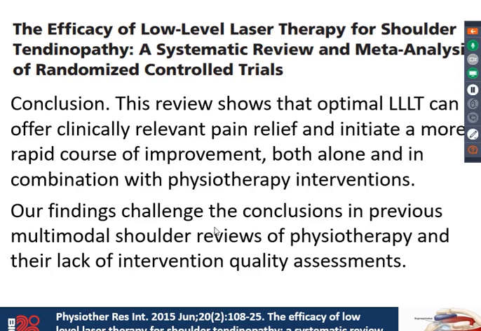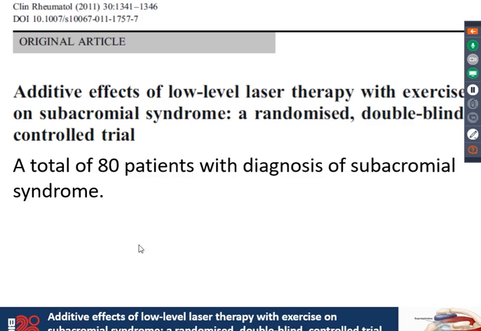They mentioned here, it was interesting, that these findings actually challenge the conclusions in other multimodal shoulder reviews of physiotherapy and their lack of intervention quality assessments. In other words, this particular paper kind of challenged the thinking in other reviews where they talked about physiotherapy modalities and their effectiveness. Perhaps we need to revisit that as far as adding laser therapy to the mix.